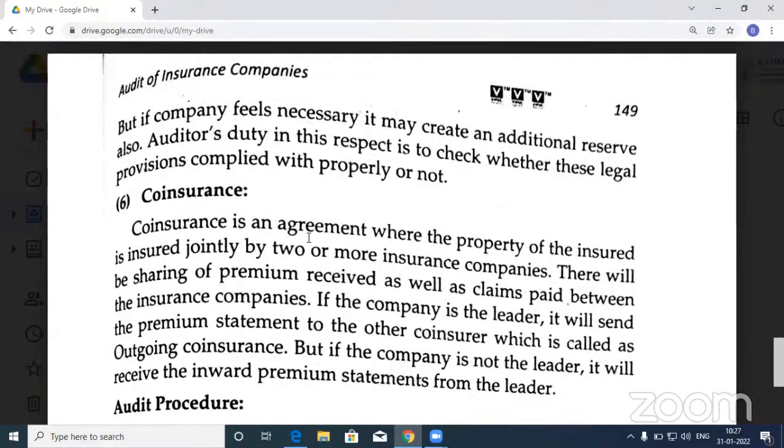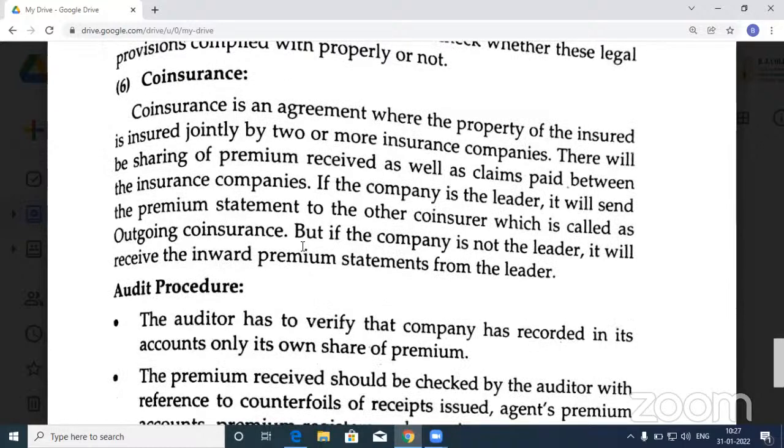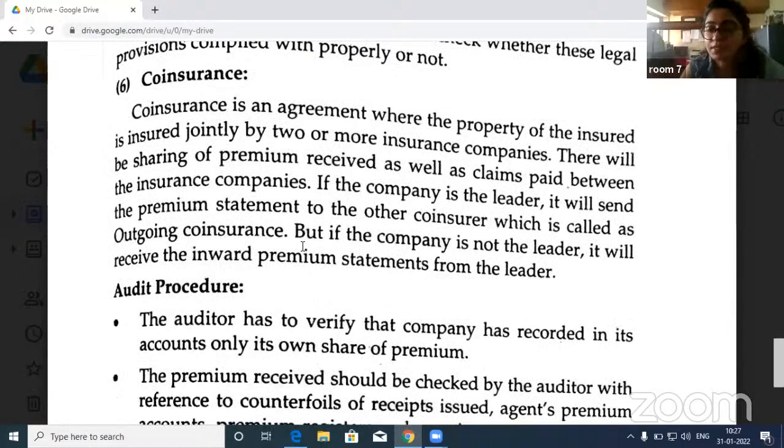Okay. Ma'am, can you repeat co-insurance again? Okay. See, what is reinsurance? When I am a customer, I go to only one company, taking a huge insurance policy, a big insurance policy. I will go to only one company, but that one company will go to another company for help. That is reinsurance.